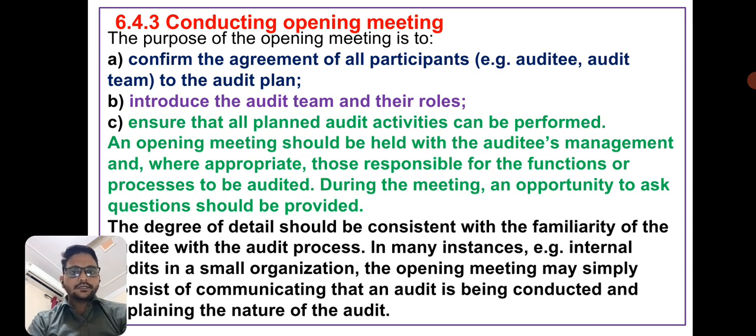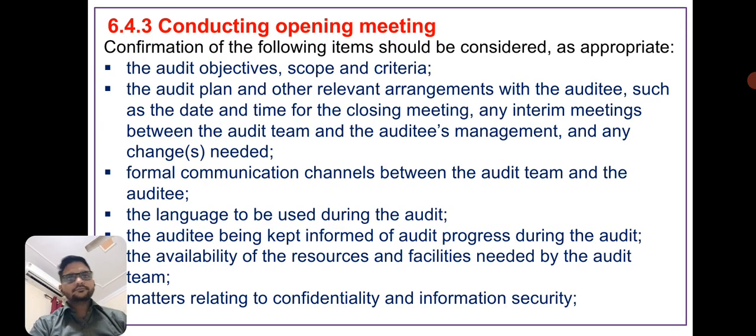Next is confirmation of the following items, which should be considered as appropriate during the opening meeting: the audit objective, audit scope, criteria, audit plans, other relevant arrangements with the auditees, the formal communication channel between the audit team and the auditees, the language to be used during the audit, and the status of the audit program. This should be discussed.